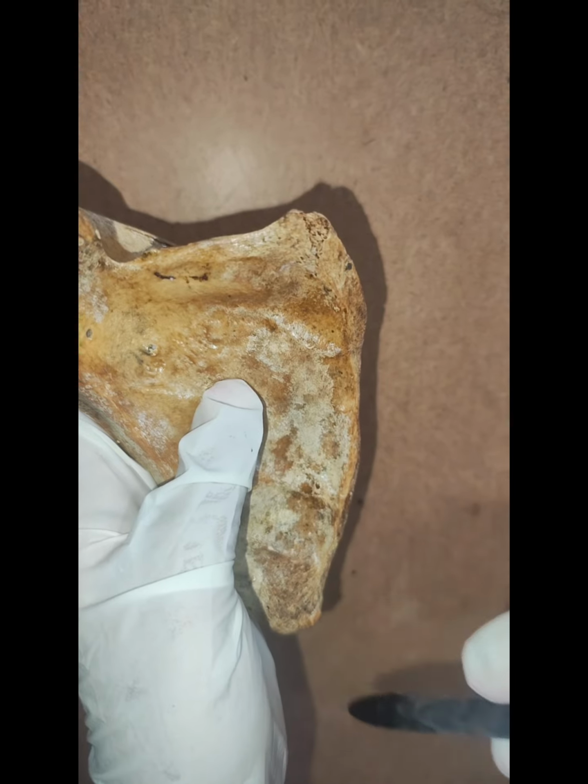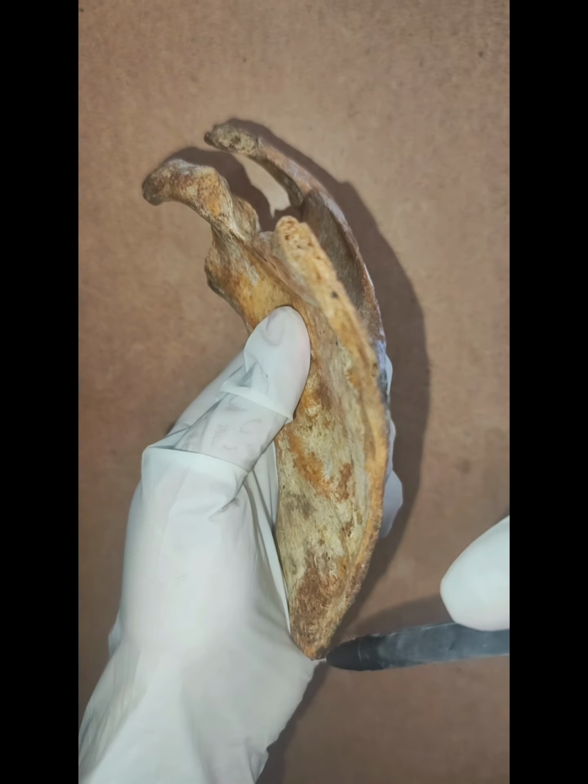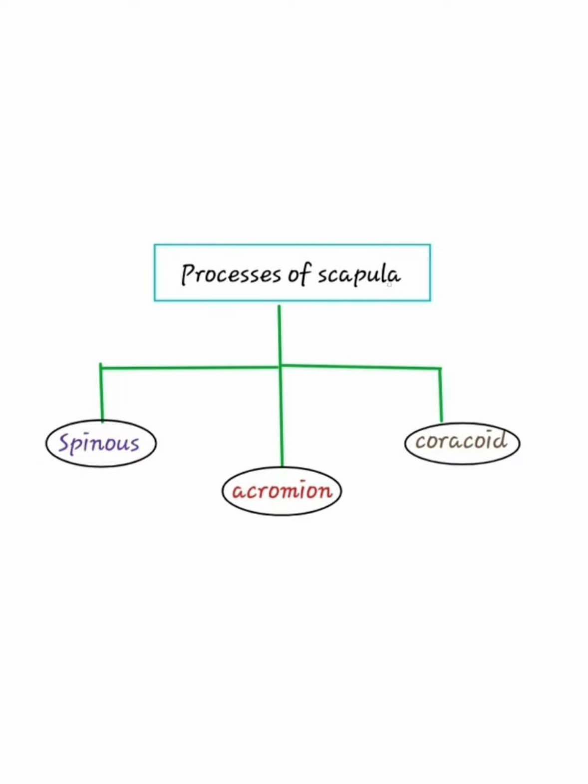Medial border, it is thin. It extends between superior angle and inferior angle. Processes of scapula: spinous process, acromion process, coracoid process.